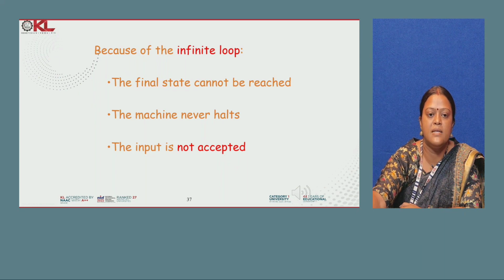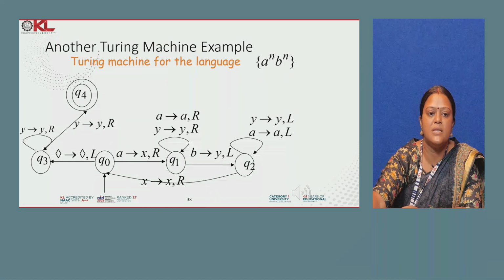So we have seen in this example that because of the infinite loop, this final state can never be reached. So the machine never halts. Actually, it keeps moving in the same state with that infinite symbol, left, right, left, right, in this way. So the input is never accepted.